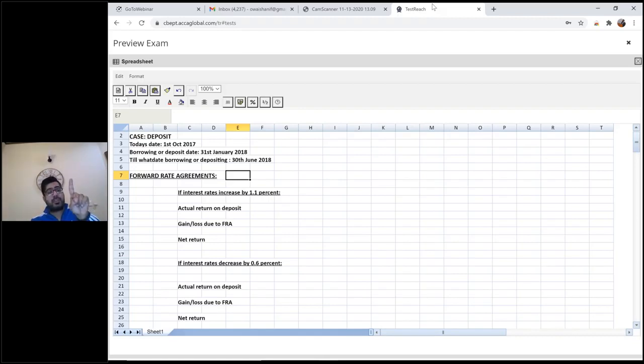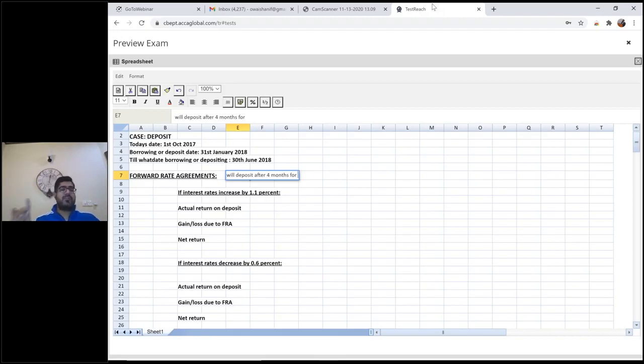How? 1st October to 1st November, 1 month. 1st November to 1st December, 2 months. 1st January, 3 months. 31st January, 4 months. You will deposit after 4 months because today is 1st October. You will deposit on 31st Jan after 4 months. For how many months? You will deposit on 31st Jan till 30th June.